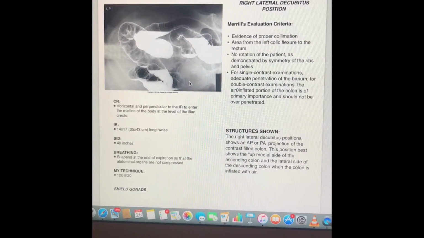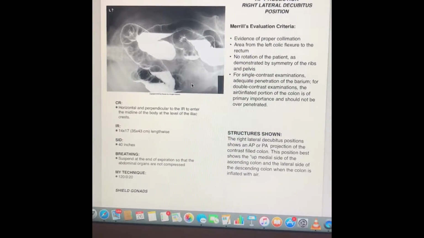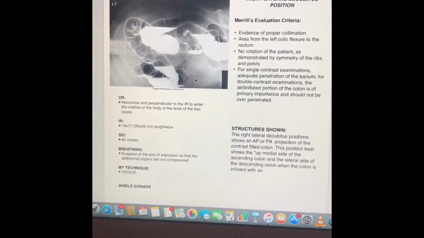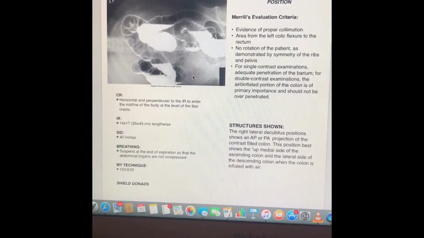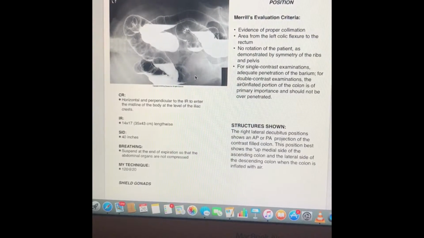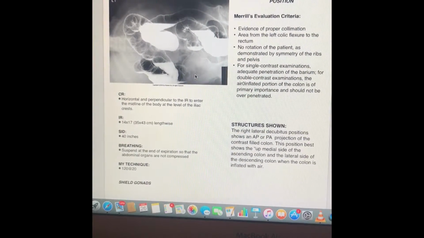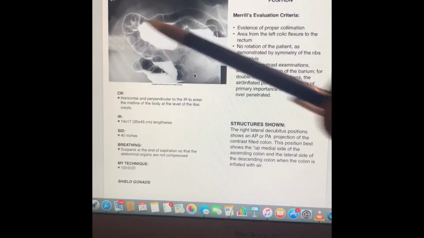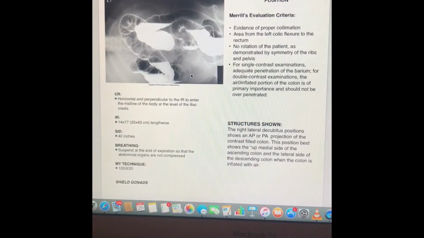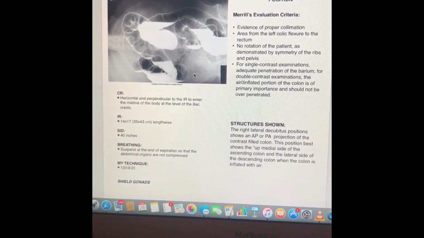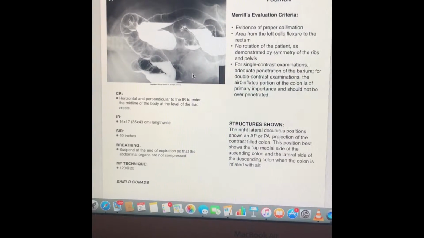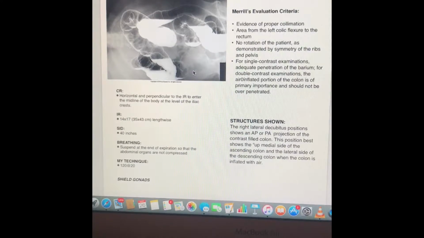My next projection was an AP projection, right lateral decubitus position. Merrill's evaluation criteria states that we need evidence of proper collimation, area from the left colic flexure to the rectum, no rotation of the patient, and that's demonstrated by symmetry of the ribs and pelvis.